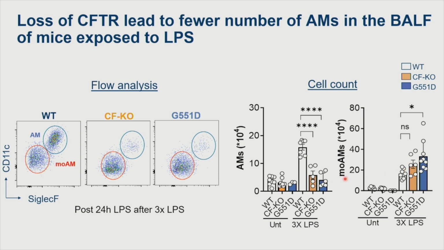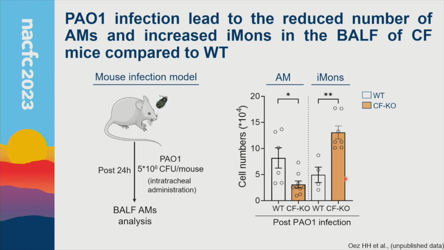So here we developed a mouse model through which we can study the early fate of alveolar macrophages post-infection. Not only with LPS, but when we injected Pseudomonas aeruginosa PAW1 strain bacteria through intratracheal administration, we were able to see a similar decrease of alveolar macrophages in the CF model post-infection compared to the wild type. And in parallel, again, we saw increased recruitment of inflammatory monocytes in the CF model post-infection.